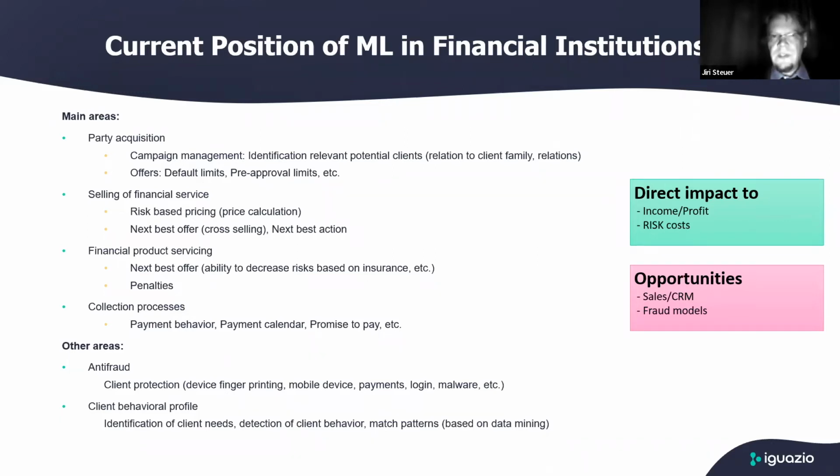You can also see cases for supported areas such as anti-fraud. It is about a client protection, where you can see information from device fingerprinting, such as mobile device scan, malware detection, and so on. And also support topics are such as building client behavior profile based on prediction from data mining. You can typically see that many companies focus on the main use cases, risk-based pricing and collection, and then later they are focusing on other areas such as campaign management and anti-fraud.